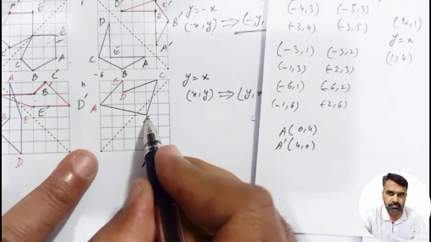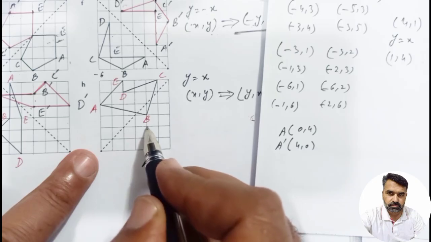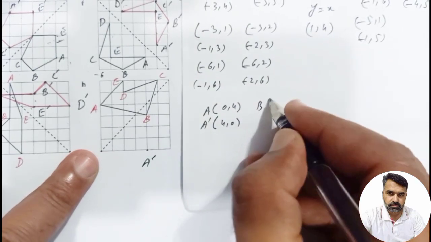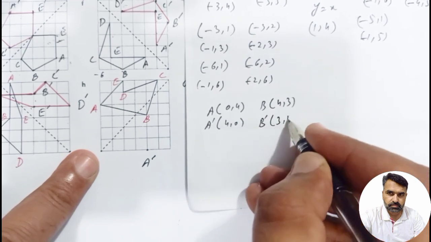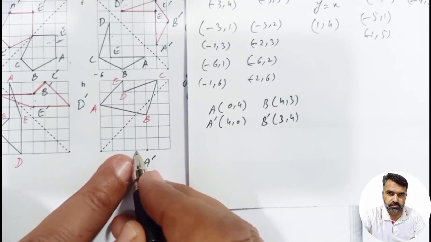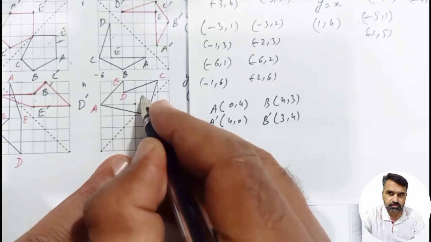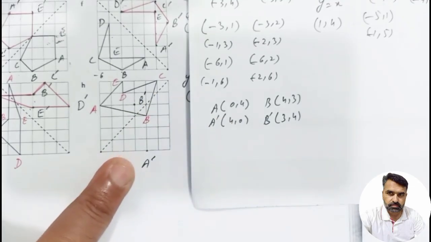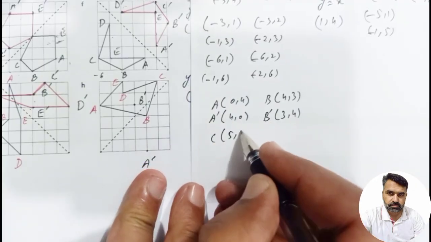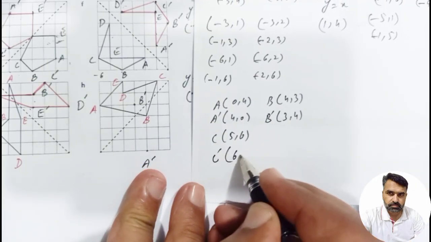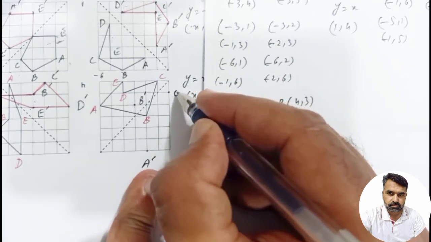Now students, look at the coordinates of point B. The coordinates of point B are 4 and 3, and when we change the coordinates according to the equation, it will become 3 and 4. This point will be B prime. Now students, look at the coordinates of C, 5 and 6, and the coordinates of C prime will be 6 and 5. So this point will be C prime.